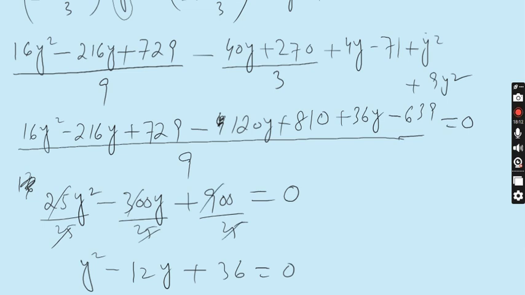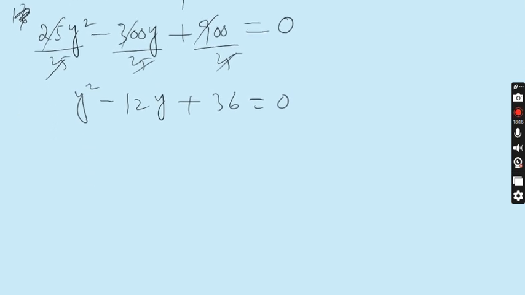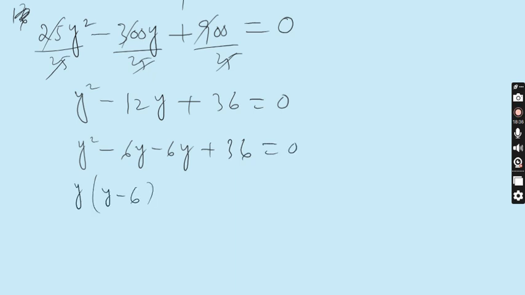This is a simple quadratic equation. So y square minus 6y minus 6y plus 36 is equal to 0. (y minus 6)(y minus 6).